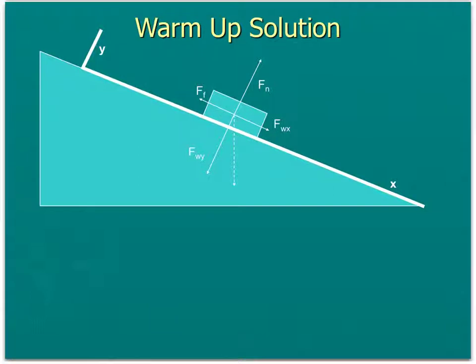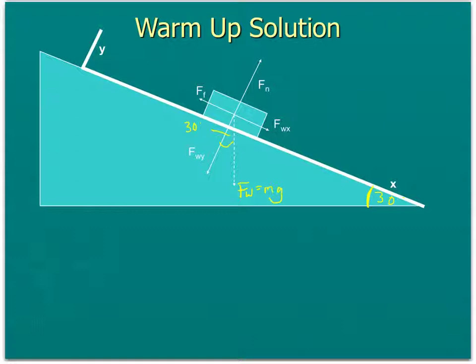Here is what your free body diagram should look like. The only other thing that we need to add in is that we know that this is at a 30-degree angle, and so we know that that angle is equal to this angle right here between FWY and FW. Now we don't have an actual mass given to us for this particular block, but we do know that FW equals mg.